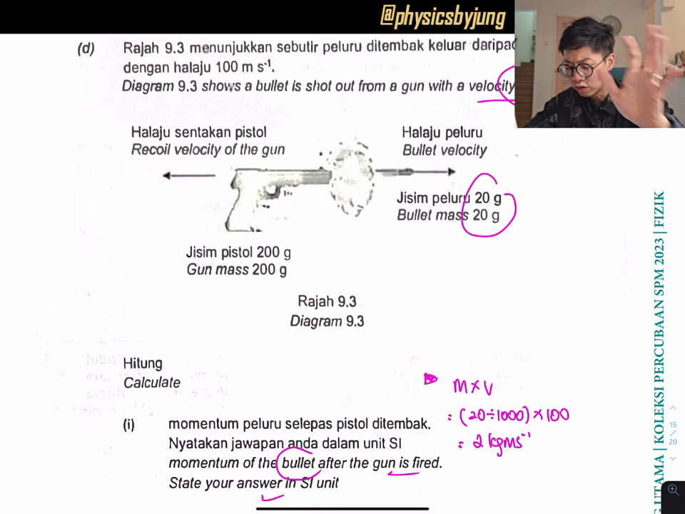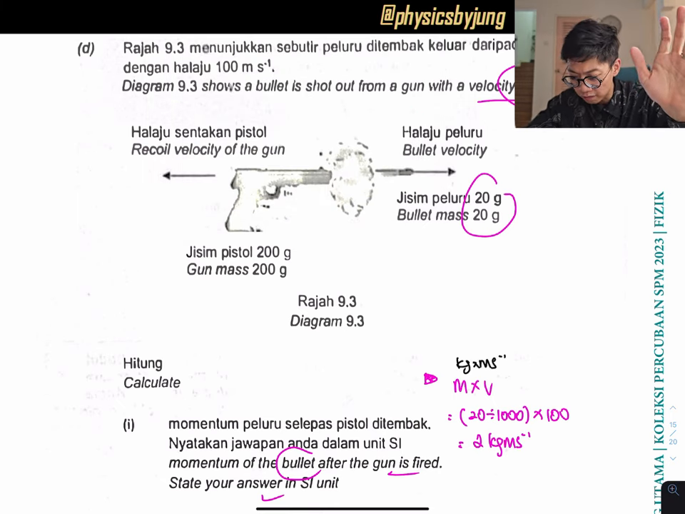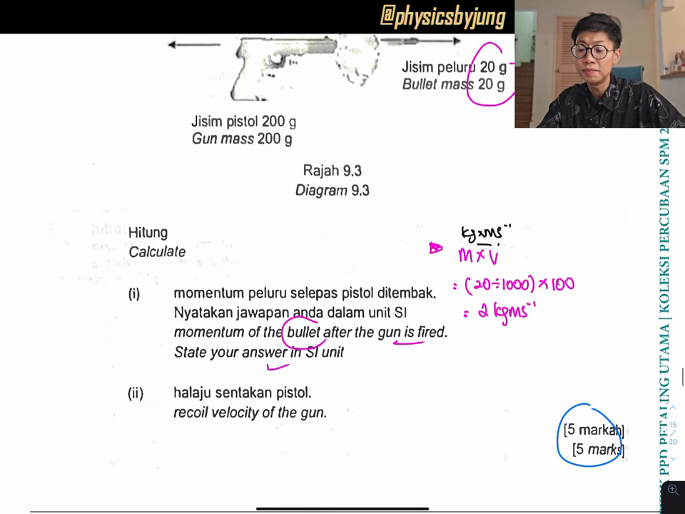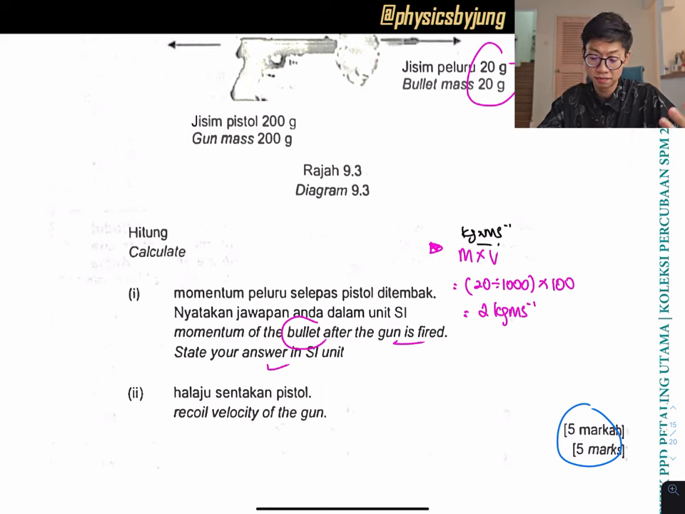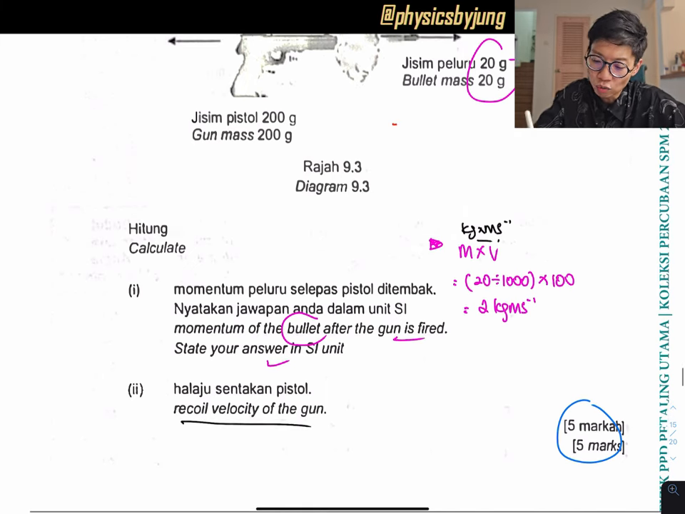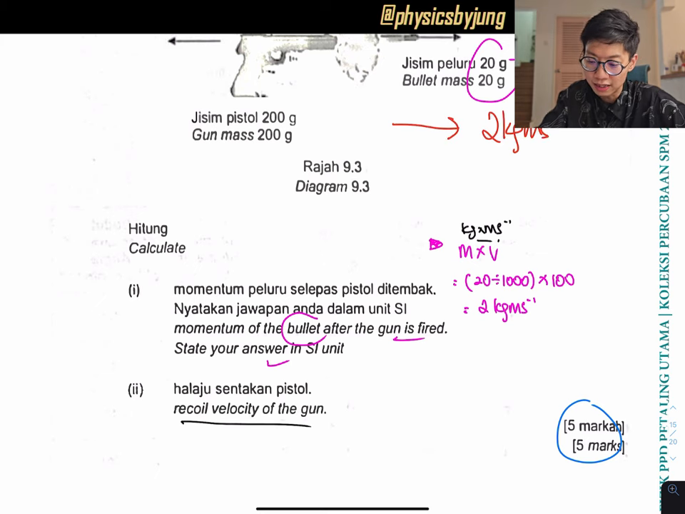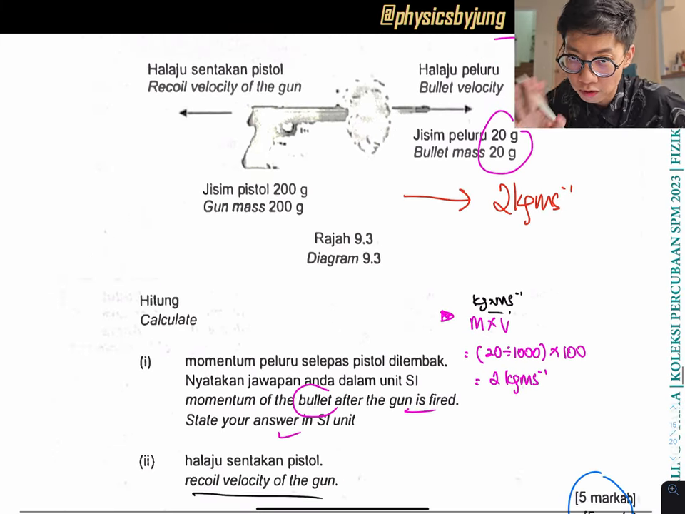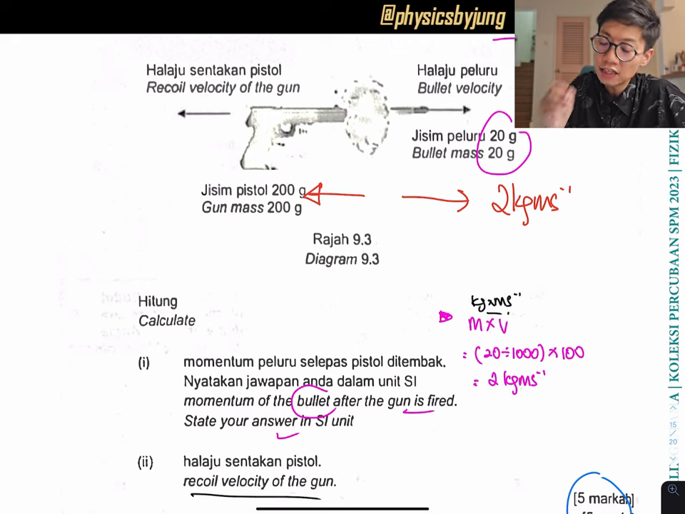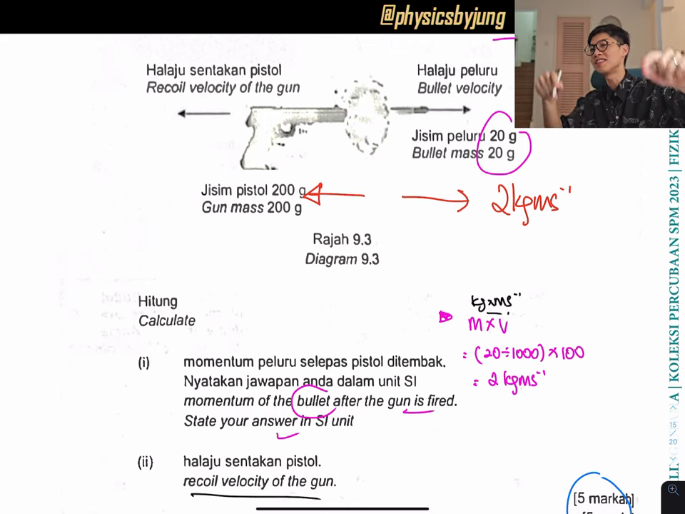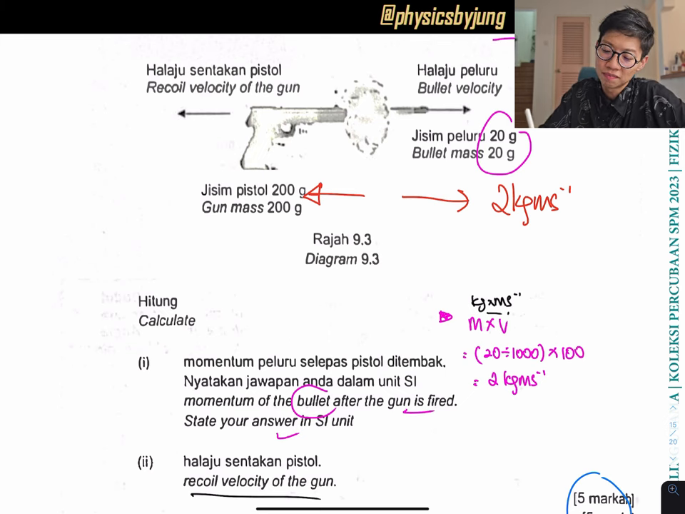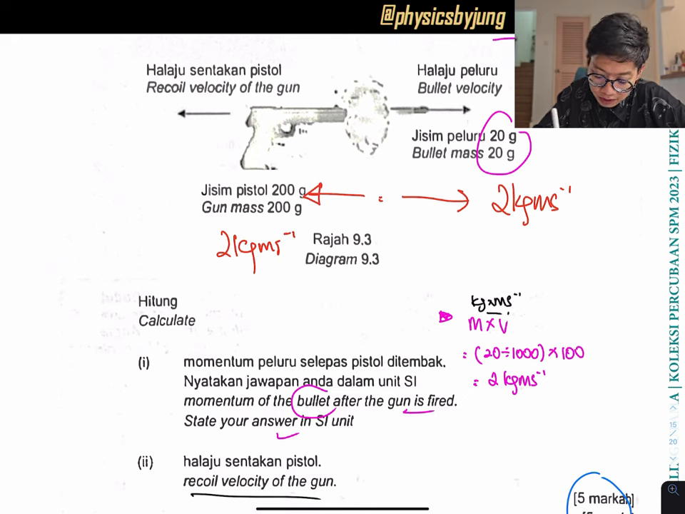Remember, guys, don't find it very confusing. It's just mass times velocity. How hard can it be? So it's kg meter per second, SI unit, 2 to 3 marks already. What about the recoil velocity of the gun? Even easier. If I know that the bullet moves 2 kg meter per second, then according to the principle of conservation of momentum, and if you understand what is explosion, guys, please comment down below what is explosion, what's the criteria for explosion? So we know that the momentum equals. Here, I'm going to have 2 kg meter per second.